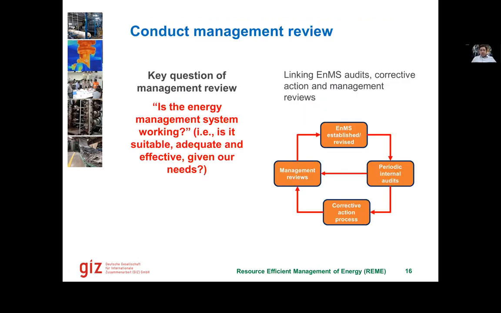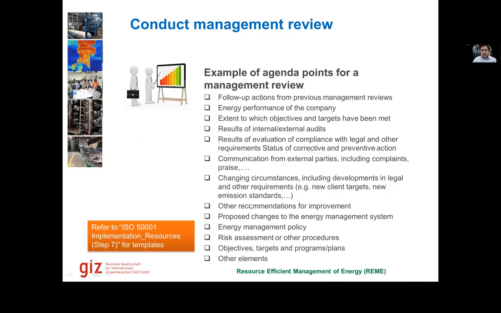Then the management review. So the company has to set a frequency. Would they do a management review every year or once in 6 months or once in a quarter, for example? And then the energy management system audits that they did previously must be linked with the corrective actions and the management review. So the management review would see, is the management system actually working? Is it stable, adequate? Is it giving us any savings or not? And for that, these are the elements that you can review in the management review.